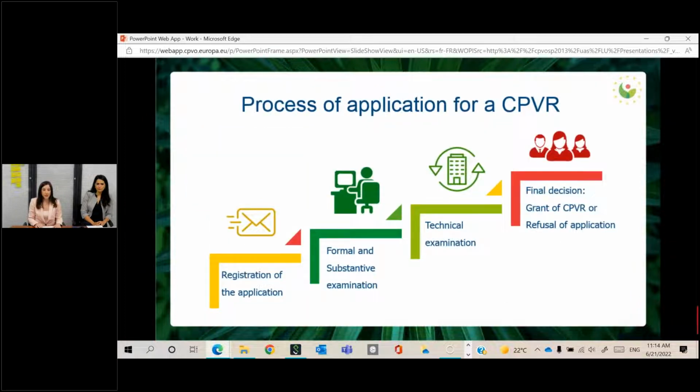Now, this slide here, you can visualize all the process of application for a plant variety, how the examination goes. As a first step, you see here the registration of the application. First of all, the office grants a date of application, and then the examination proceeds. This examination is threefold. Basically there is a formal examination, a substantive examination, and a technical examination.